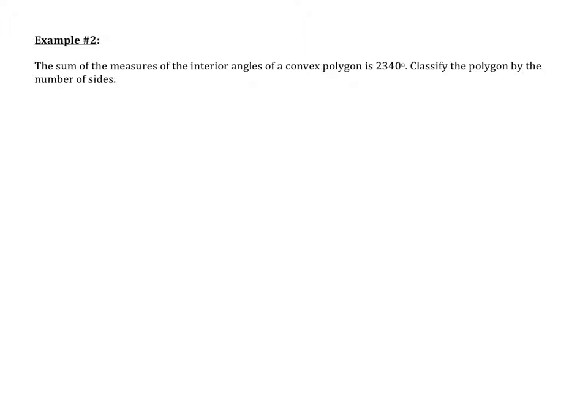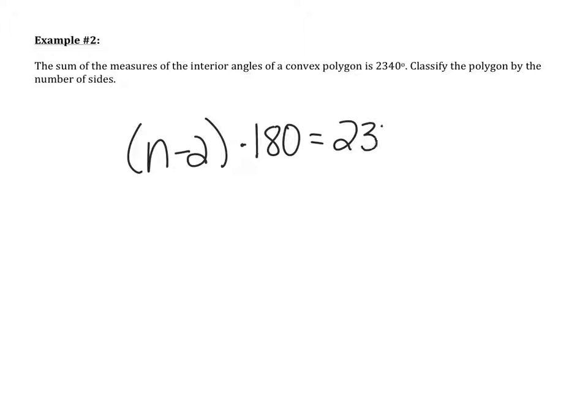Let's look at example number 2. The sum of the measures of the interior angles of a convex polygon is 2,340 degrees. Classify the polygon by the number of sides. This time it tells me that the sum is 2,340, so we're going to work backwards. We're going to take our formula n minus 2 times 180 and set it equal to 2,340, since we know that is what the sum is. Now we're just going to work backwards and solve for n. The first thing I want to do is get the n minus 2 by itself, so I'm going to divide by 180.